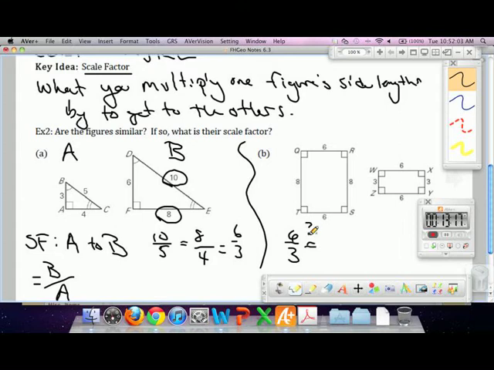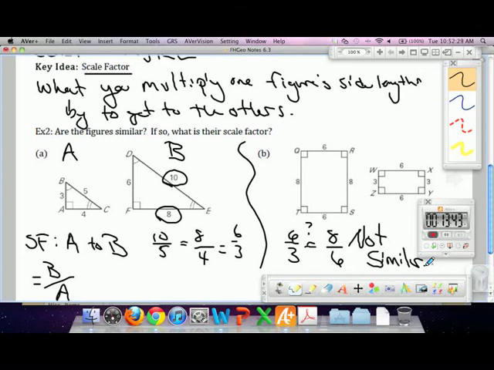This is 2 over 1. This is, what, 4 over 3? Yeah, those are not equal. So these are not similar. You end up here with a scale with 2 proportions that aren't equal. So the side lengths aren't proportional.